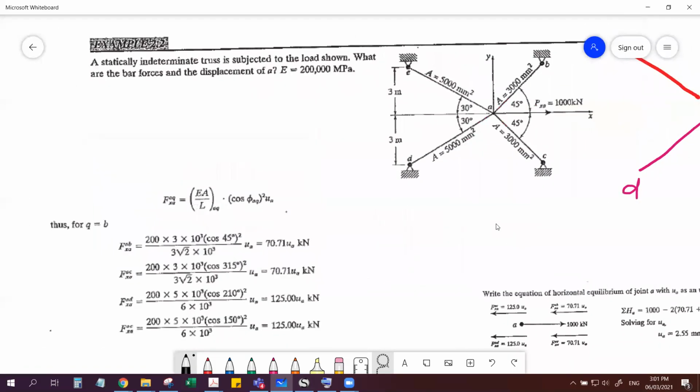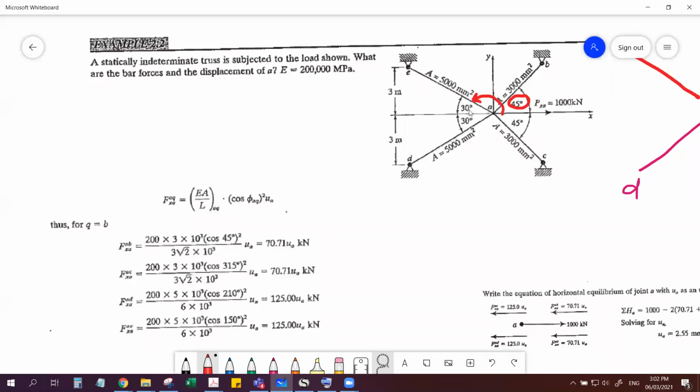Okay, so let's take a look. For AB, it's 45 degrees. For AE, it's 315. Why? Because we are referring from the beginning node, remember. So our angle will be from here going there.